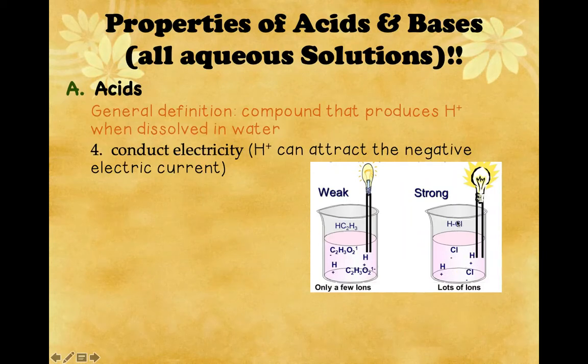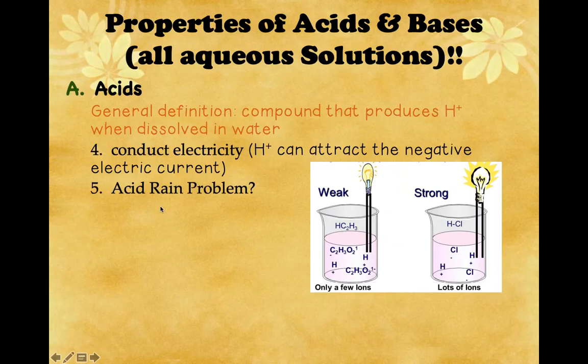So every H breaks off of the chemical. So there's lots of H's floating around, strong. Or there can just be some H's that break off, because notice here, there's some H's that are just part of the polyatomic ion. It's just an H plus that broke out. So then you don't have as many ions, so that would be a weaker attraction. But because there's H plus present, that can attract the negative electricity current.